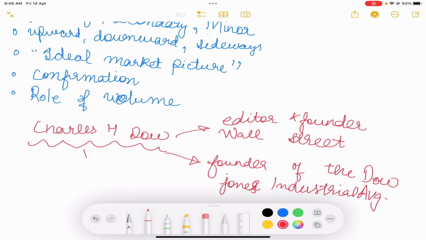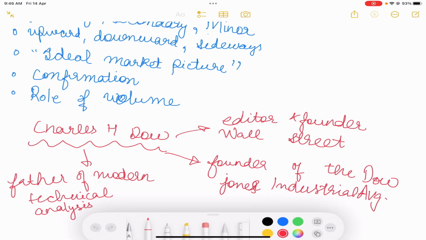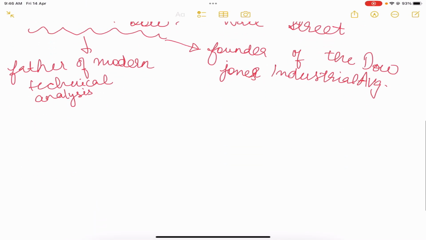Alright. One more thing. Who is the father of modern technical analysis? Charles Dow. So this is a little bit about Charles H. Dow, and you need to keep this in mind because this is really important. Charles Dow was the founder of the Dow Jones Financial News Service, and he was also the founder and the first editor of the Wall Street Journal. So he was an experienced news reporter. Keep in mind that he used to be a news reporter as well.